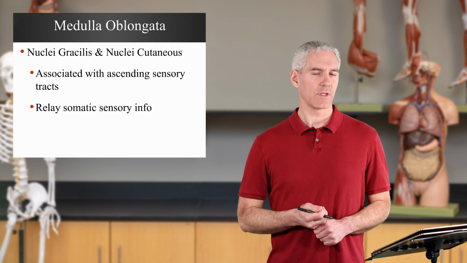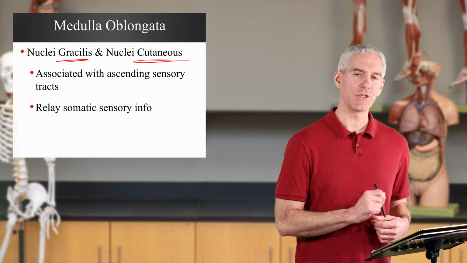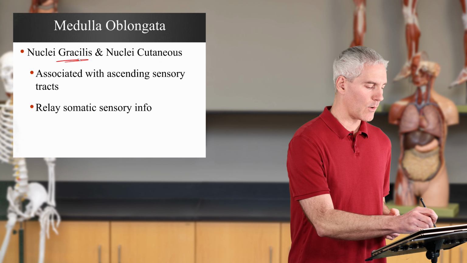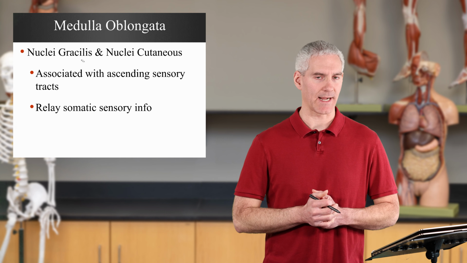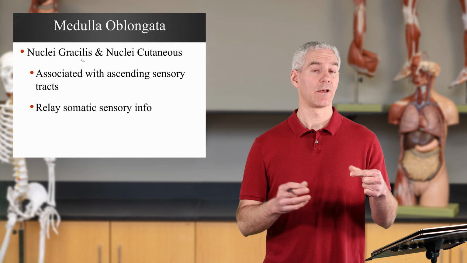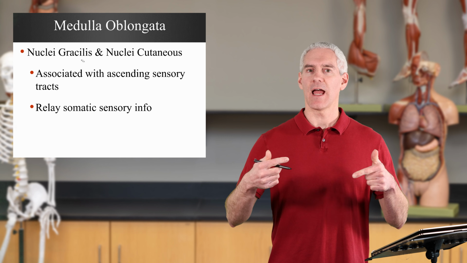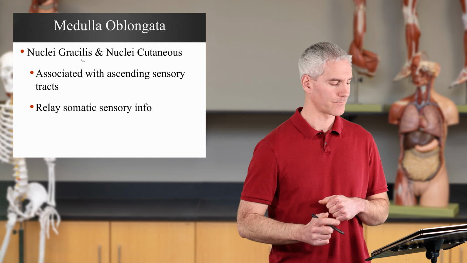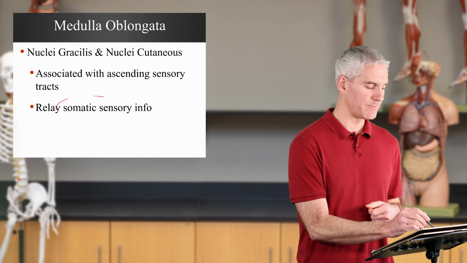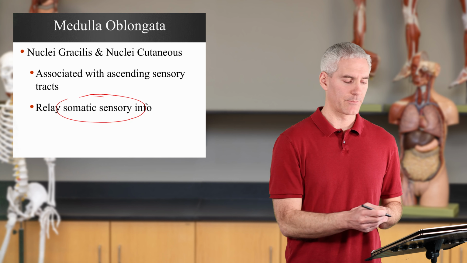We have two different nuclei located here. We have the nucleus gracilis and the nucleus cuneatus. Now, these two nuclei are dealing with ascending sensory tracts. Remember, tract, bundle of axons inside the central nervous system. So having information come up to the higher orders of the brain. So it's relaying this somatic sensory information. It's a way of bringing it up into the brain.